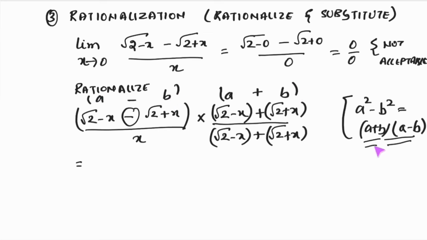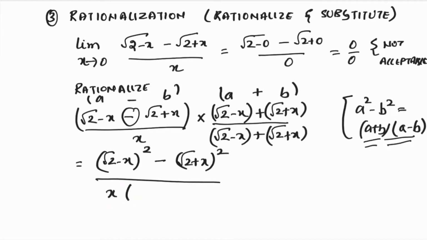So always use this, it is a very important one for limits and continuity. Now we're not going to multiply each term, this with this, this with this. We will simply use this formula, which is a square minus b square. What is a now? A is root 2 minus x, the whole square, and minus b square. B is root 2 plus x, the whole square. And the denominator is x into (root 2 minus x plus root 2 plus x).